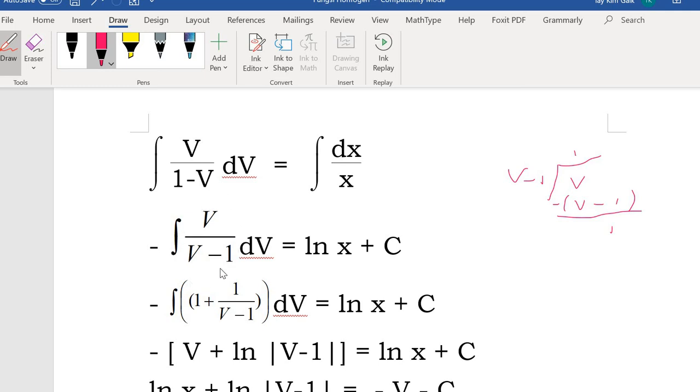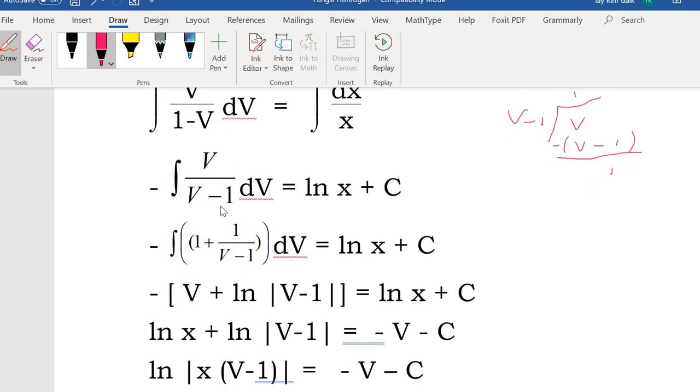This means if the numerator degree is greater than or the same power as the denominator degree, you have to do the long division before you can integrate it. After doing the long division, you will get 1 plus 1 over v minus 1 dv. Then you can easily integrate 1 with respect to dv, you will get v. Integrate 1 over v minus 1, you will get ln of v minus 1.